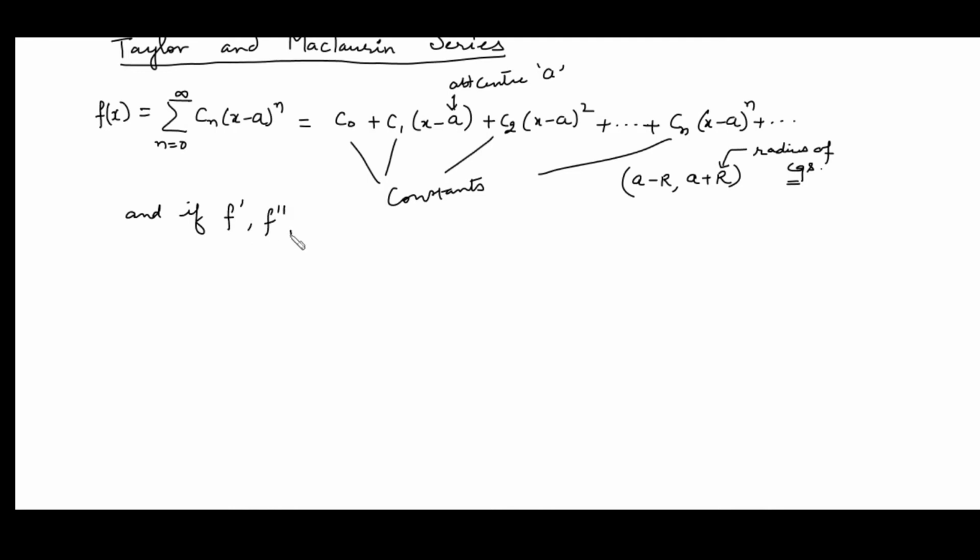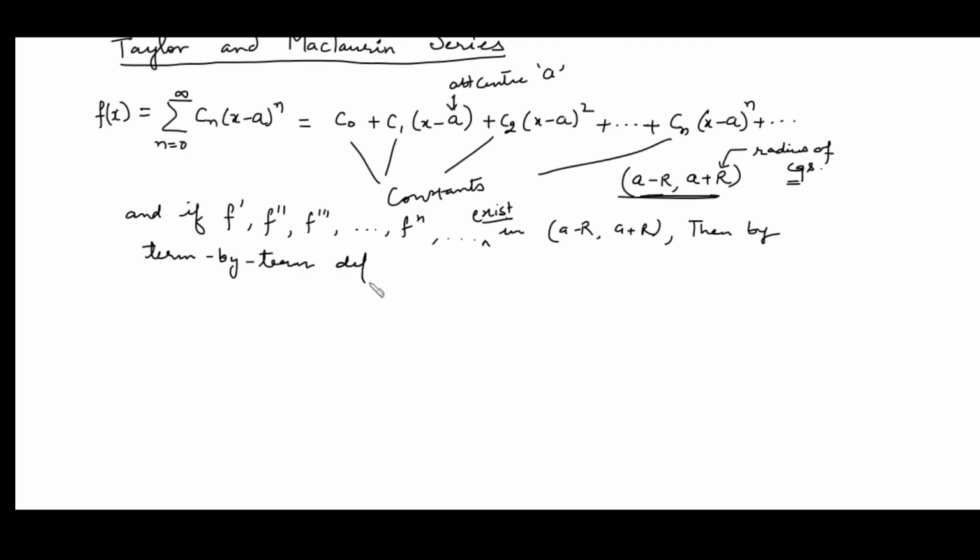and if all the higher order derivatives of this function exist in this interval, that is, if the first derivative, second derivative, third derivative and so on, the nth derivative, all the higher order derivatives of this function exist in the interval a minus r to a plus r, then by the term by term differentiation theorem we know that if you take the term by term derivative of the right hand side, it will converge to the derivative of this function.